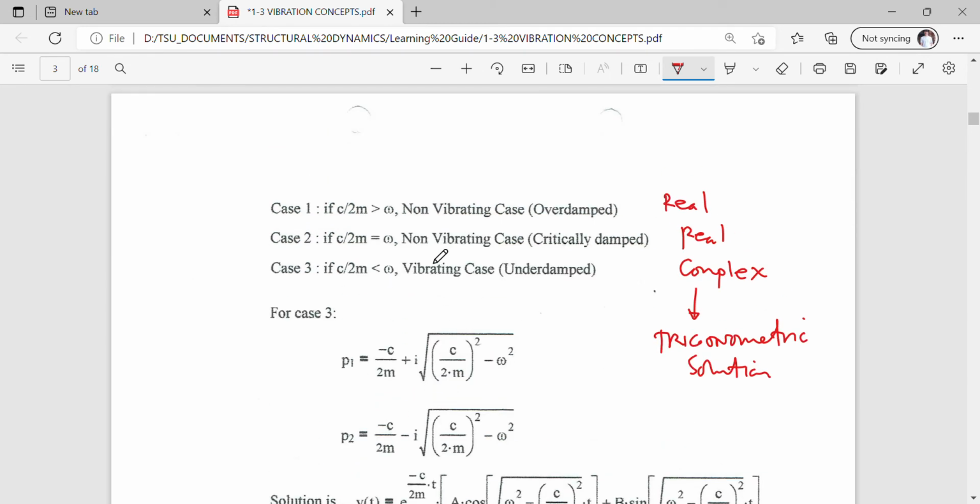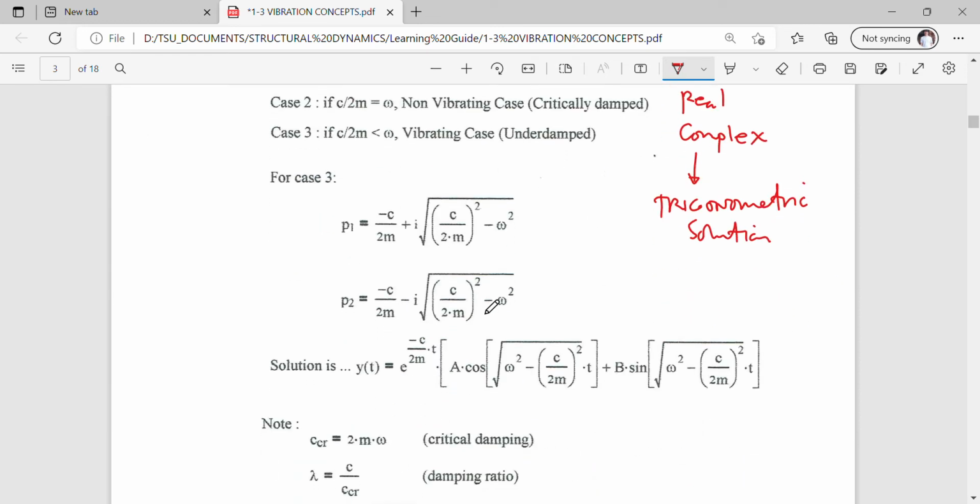Okay, so the non-vibrating case here, which is overdamped, and the non-vibrating case here, which is critically damped, are not our concern. We're not interested in the non-vibrating case because what we want is for the system to vibrate, because this is a vibration subject, a dynamics subject. We want the system, the oscillator, to vibrate.